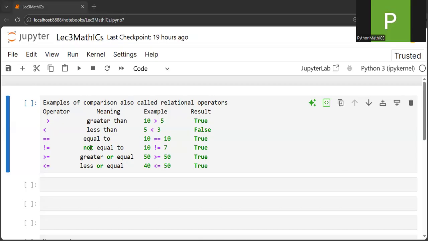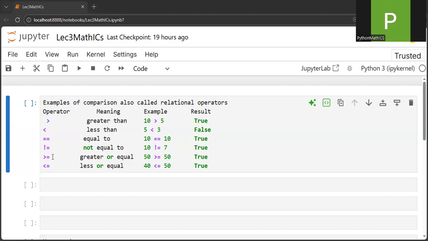Again, we have another relational or comparison operator that is called not equal to, and we put this not sign and equal to. It means the two numbers on either side are not equal. So if they are equal, in that case, the answer will be false. So for example, I write 10 not equal to 7. Of course it's true, so it should give us the answer as true. But if I say 10 not equal to 10, in that case, it will be false.